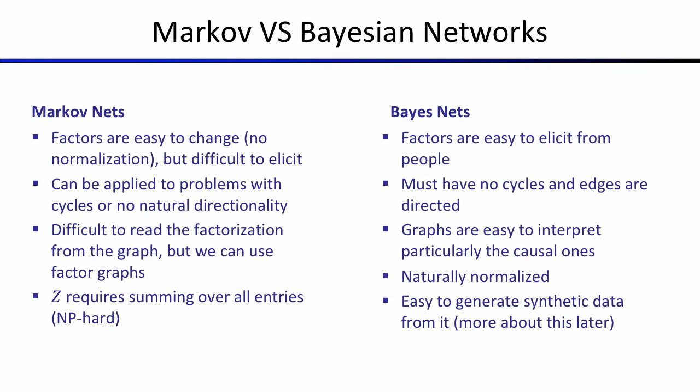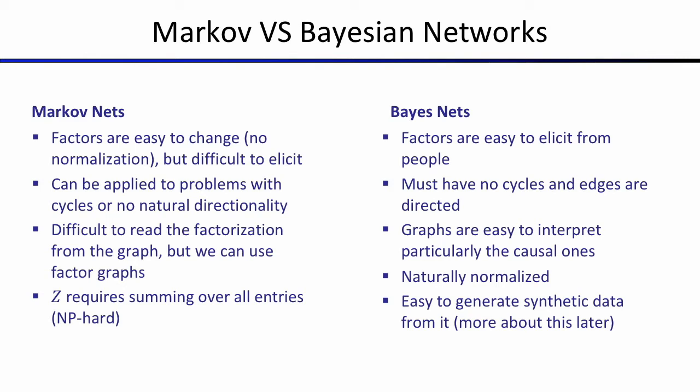One problem is that it's difficult to read the factorization from the graph, but we can always use the factor graphs. We know that one graph can give rise to different Gibbs distributions, and so just looking at the graph, we cannot figure out what is the factorization that we're going to be using in the problem. Finally, we know that the numbers that we compute with the Markov networks are not normalized, so we need to normalize them. And normalizing requires computing the Z, the partition function, that is the sum over all the entries that we have in the table.